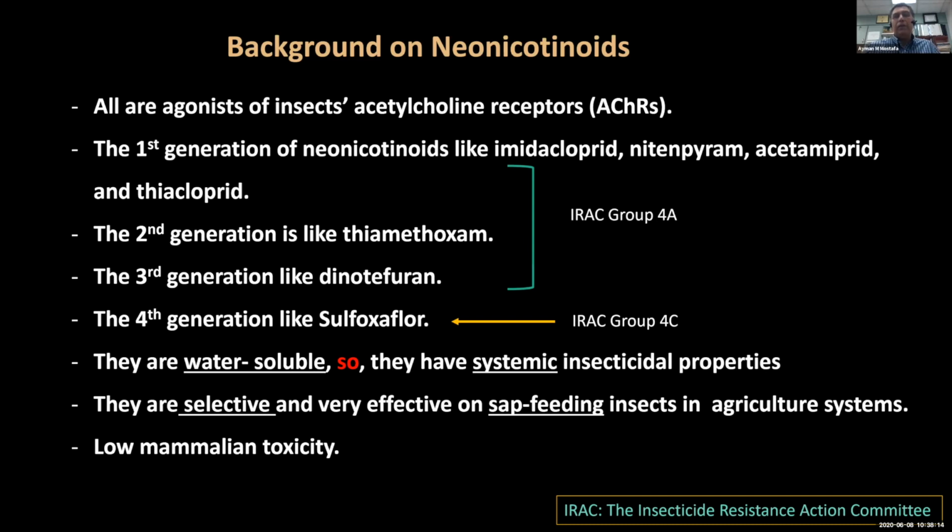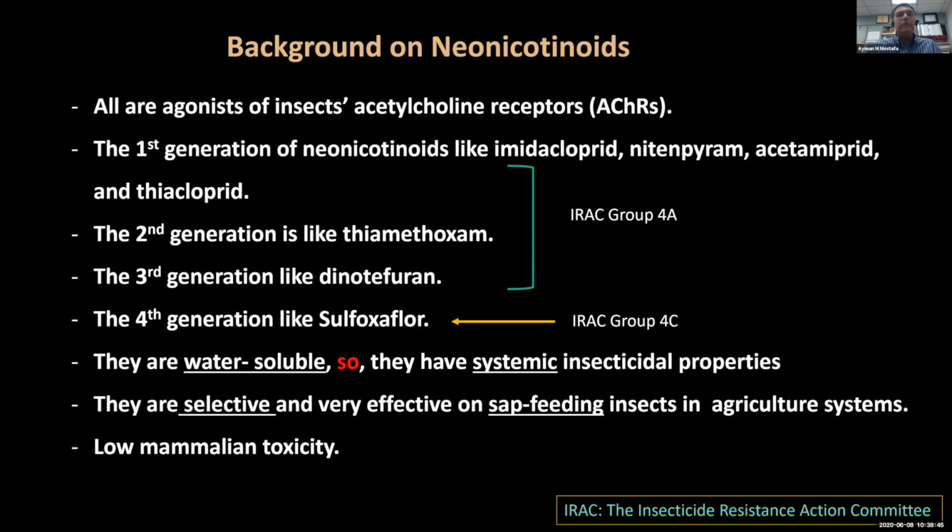This is the International Resistance Organization, and they have all of the insecticides in the world, and they divide them based on mode of action. So we have like three or four generations of the neonics, and the last generation belongs to a different group, 4C. The only product in this group is what we call sulfoxaflor.